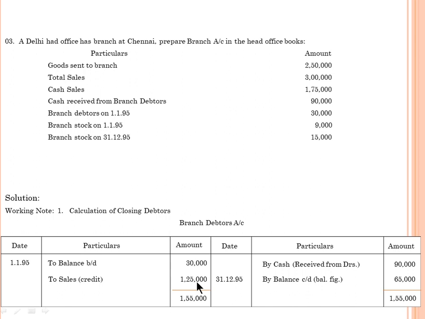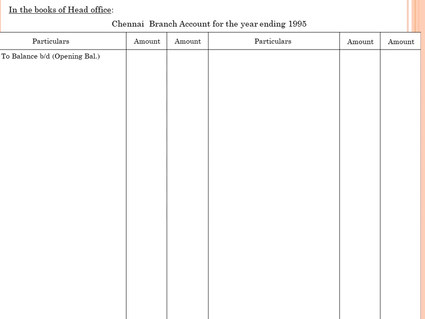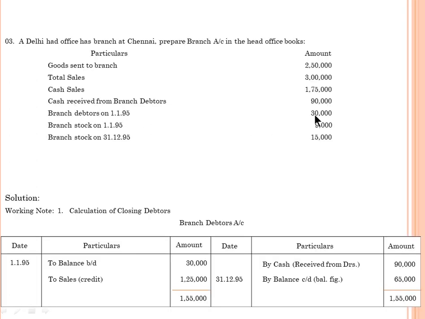Now we move on to the branch account and write down the heading: in the books of head office, Chennai branch account for the year ending 1995. And we are going to divide the six columns. The first three columns are the debit side, particulars, amount. Then the last three columns are the credit side, particulars, amount. Now we are going to start with the debit side. Now look into the problem. The branch debtors at the opening 30,000, branch stock at the opening 9,000 rupees, and closing stock 15,000. We got the closing debtors with the help of working, 65,000.